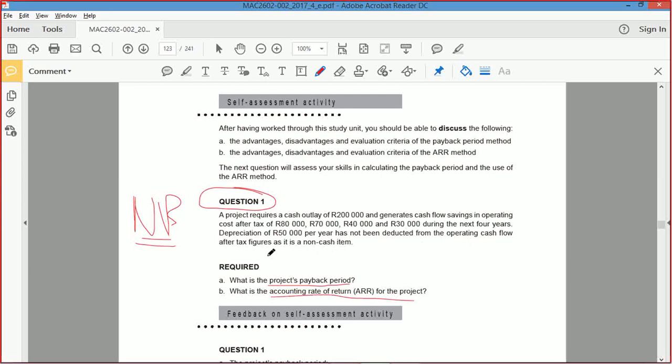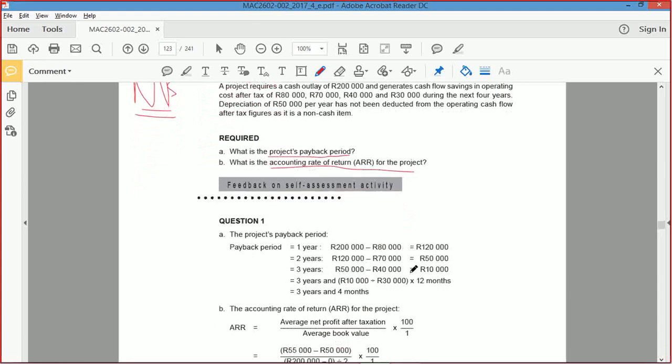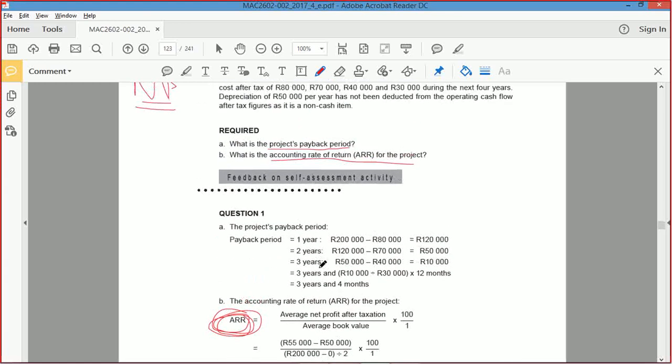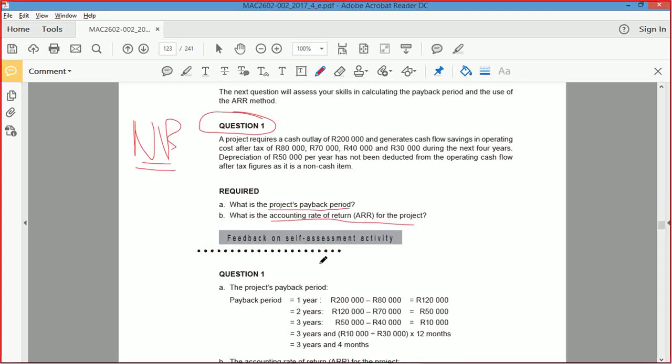Here they said depreciation of 50 per year has not been deducted from the operating cash flow. Would you deduct this from the operating cash flow? No, you wouldn't. You would add it back, not deduct it. I don't quite understand why they're giving you that, because they gave you the after tax. Did they take that into consideration? Okay, for the ARR, yes. So we'll look at the ARR. But yeah, adding back the depreciation is for cash flows, not for ARR.